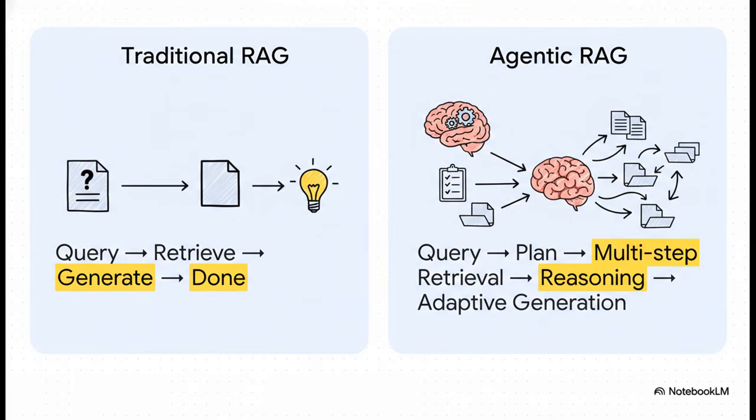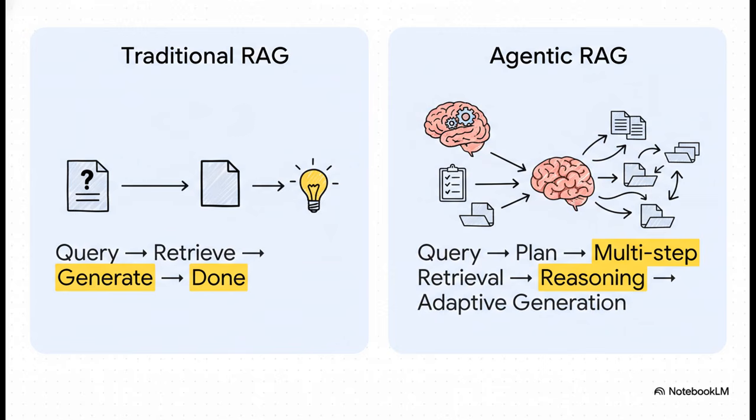So, what's the big difference here? This slide pretty much says it all. Over on the left, you've got traditional RAG. It's a straight shot. You ask, it finds, it answers. Done. Simple. But look at the right. The agentic approach is a whole different ballgame. It's not a straight line.